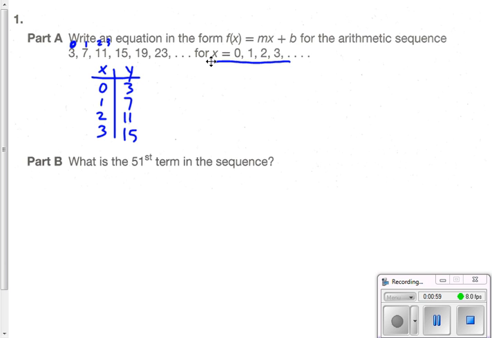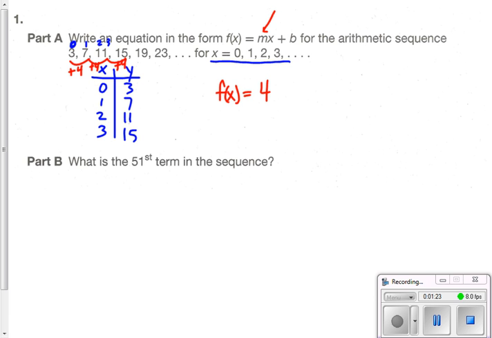Find that common difference in this. The common difference between each of these is plus 4. You are increasing by 4. So that increase of 4 basically is your slope. That is your m value. That is what you write next to x. So we have our equation, f of x equals m, our common difference is 4. Write that next to x.